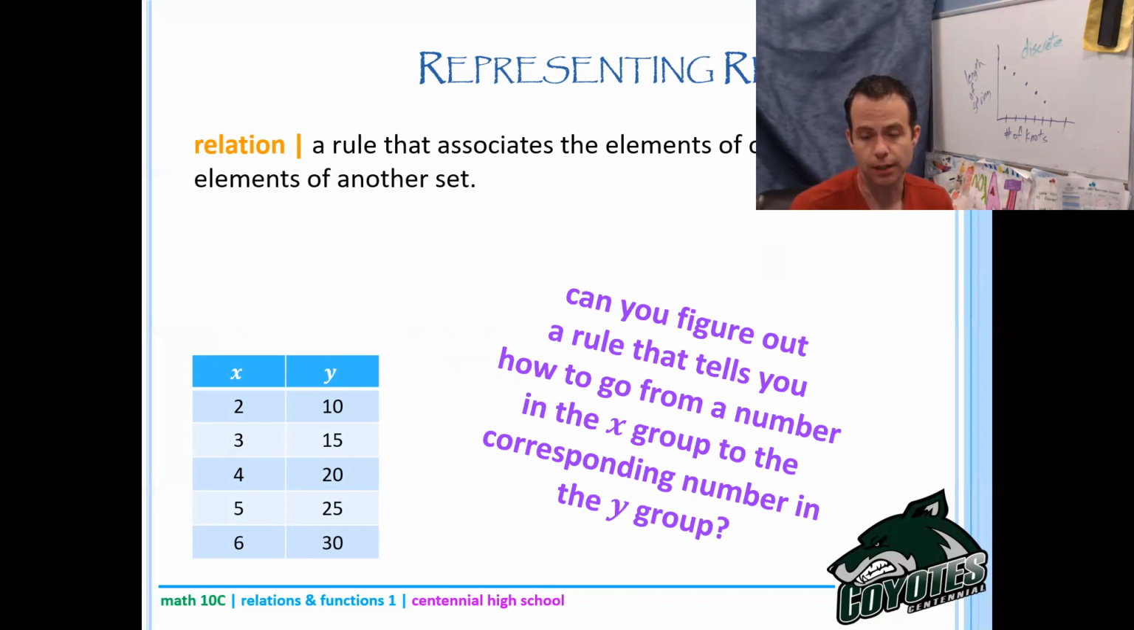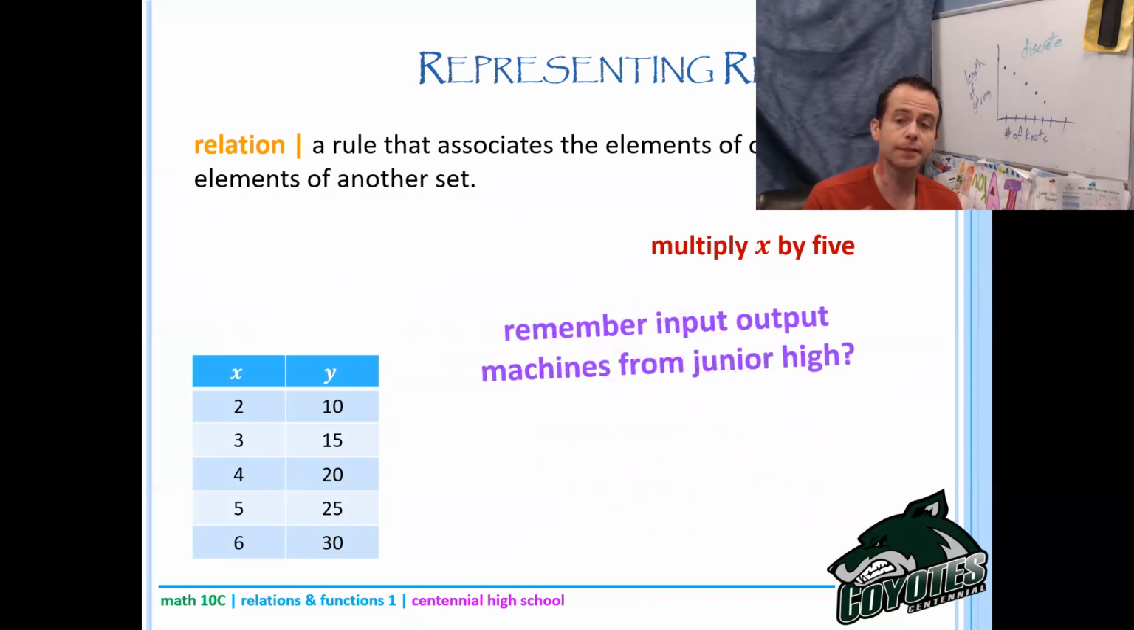What's the connection there? Most of you will figure that out very quickly. You're going to multiply x by 5 to get the y. This is very similar to input-output machines that you would have done in junior high, if you remember that. I know lots of us block our junior high days out of our life. So maybe you don't remember what you've done in math in junior high, but you would have talked about input and output machines in junior high.